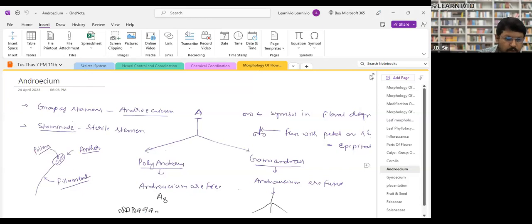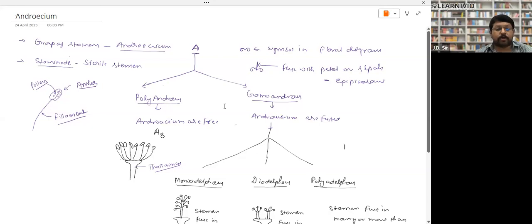Androecium. This is important. Right? This type of androecium is important for your medical exam. Group of stamen is called androecium. If stamen is sterile, means it does not bear pollen grain, we will call it staminode. Clearly, it is written down. We will call it staminode, right? If it is sterile, means it does not have pollen grain. This is the symbol in floral diagram. That's how. They may be polyandrous or gamoandrous.